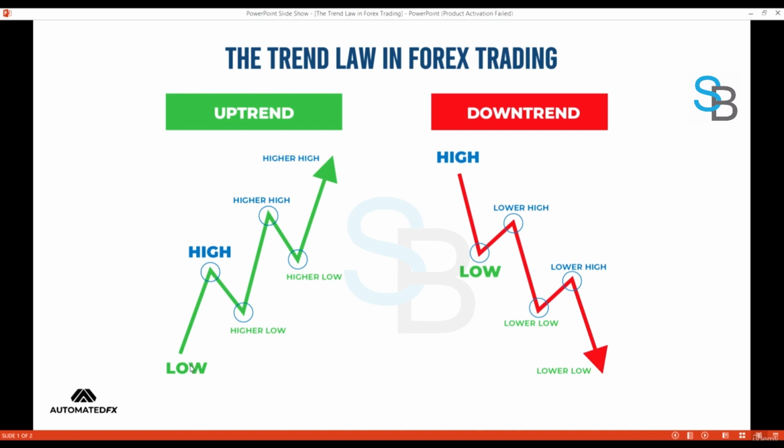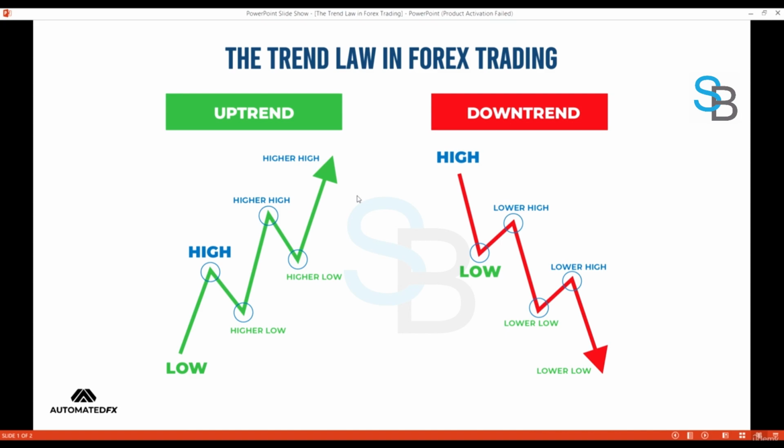So this is an example of what an uptrend looks like. This is an example of what a downtrend looks like. For an uptrend, we have our charts coming like this, and then they make a high, and then the market goes down. This going down is called a retracement. This is an impulse leg, and then this is a retracement, and then this is another impulse leg, and this is a retracement.